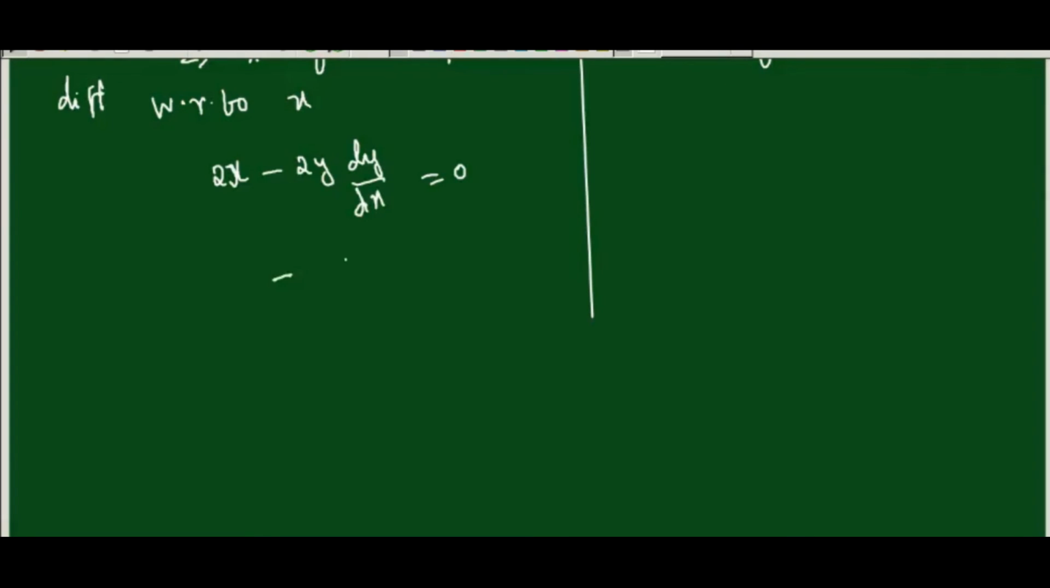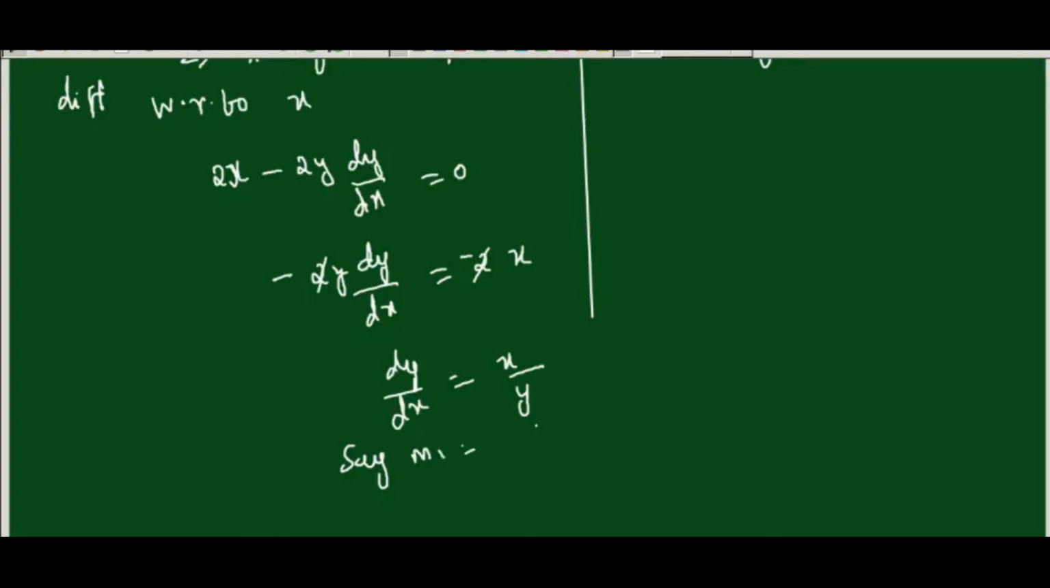So negative 2y dy by dx is equal to negative 2x. So this 2 gets cancelled, and the negative also cancelled. And your dy by dx is x by y. Our dy by dx, that is say m1, so m1 is equal to x by y.